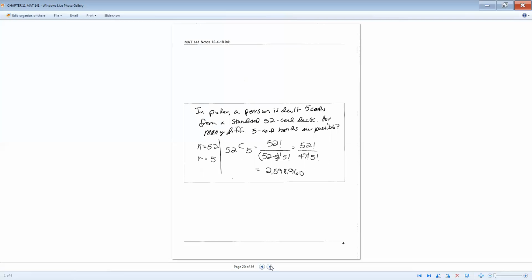All right. In poker, a person is dealt 5 cards from a standard 52-card deck. How many different ways could a 5-card hand be created? So 52 is the number of cards that we have. Note the total number of cards. R is 5. How many different ways can we choose 5 out of the 52? So there's 52C5. Put that in the calculator, we get 2,598,960.